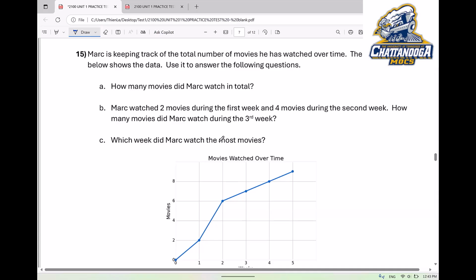Which week did Mark watch the most movies, right? So you can see the slope here, right? It increased quite steeply here, right? So this is the week he watched the most movies, which is the one with 2, right? Which is the second week.